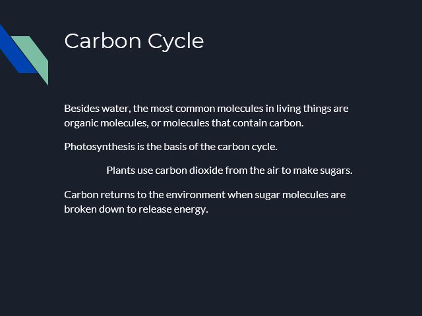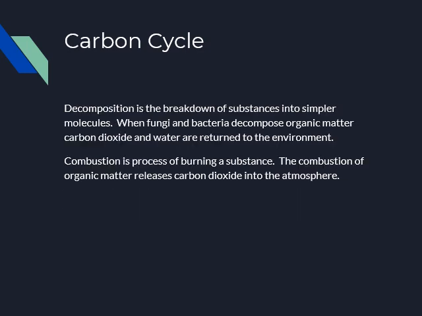Photosynthesis and respiration are the basis of the carbon cycle. It's part of the quick form of the carbon cycle. Plants use carbon dioxide from the air to make sugars, and then carbon dioxide returns to the environment when sugar molecules are broken down to release energy in respiration. Decomposition also returns carbon dioxide to the environment, and that's when substances are broken down into simpler molecules. Fungi and bacteria are two of our primary groups of decomposing organisms that help return carbon dioxide and water to the environment.